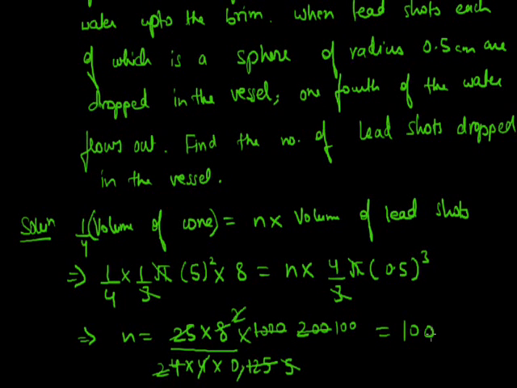It means 100 lead shots are dropped in the conical vessel, and accordingly one fourth of the water flows out. It means the volume of these 100 lead shots will be equal to one fourth of the volume of the cone.